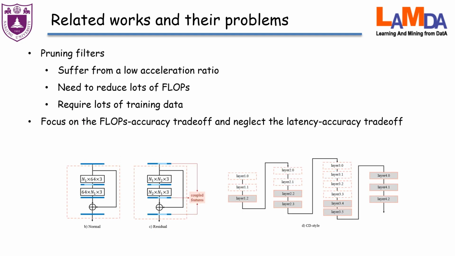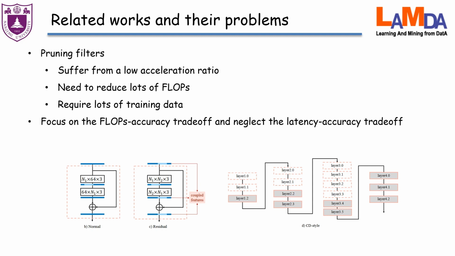In this few-shot compression scenario, most previous works adopt filter-level pruning. However, it cannot achieve a high acceleration ratio on real-world computing devices. To make compressed models indeed run faster than the uncompressed models, lots of FLOPs are required to be reduced by filter-level pruning. And without the whole training dataset, it is difficult to recover the compressed model's accuracy. Hence, previous few-shot compression methods often exhibit a poor latency versus accuracy trade-off.